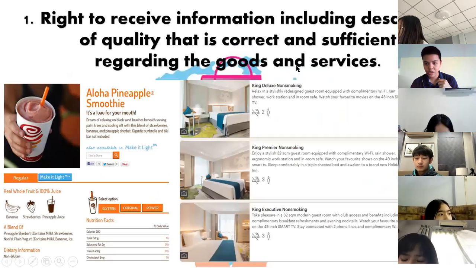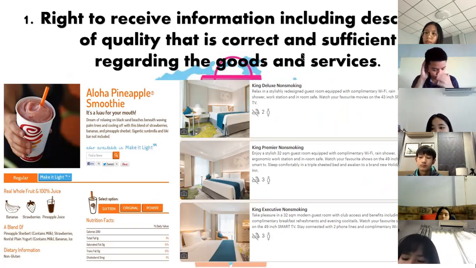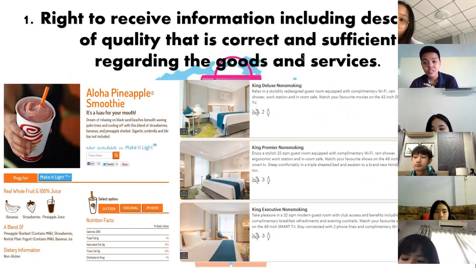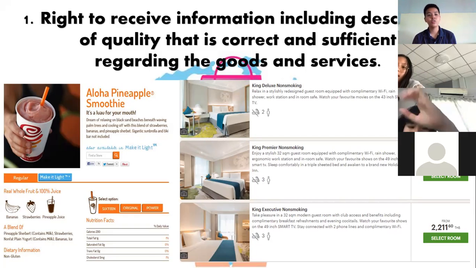Let's see. The first one, Baikaw Sri Kanya, can you please read? Right to receive information. I cannot hear. Can you say it louder, please? Right to receive information, including description of quality that is correct and sufficient regarding the goods and service. Okay, so right to receive information.